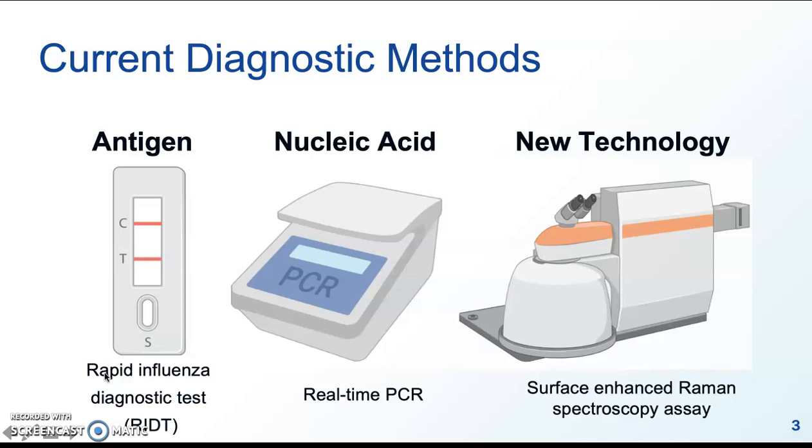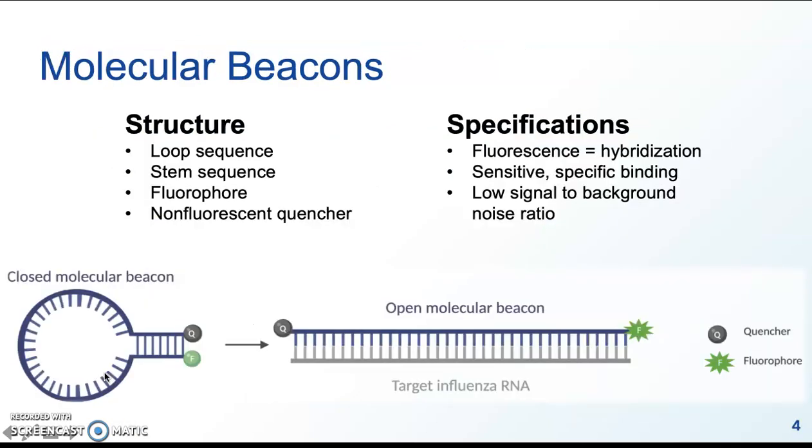Lastly, we have newer methods that require expensive machinery, such as surface-enhanced Raman spectroscopy assays. But the methods being developed are extremely rapid and ultra-sensitive, having results in minutes with information about the specific strain of influenza present. Molecular beacons are common as a fluorescent marker in real-time PCR, but they have been developed as their own nucleic acid diagnostic method without amplification of the genetic material.